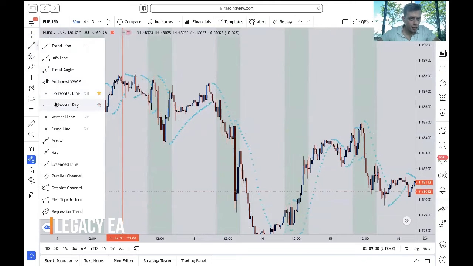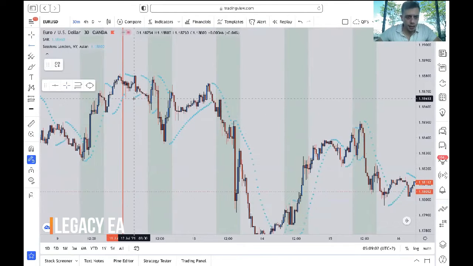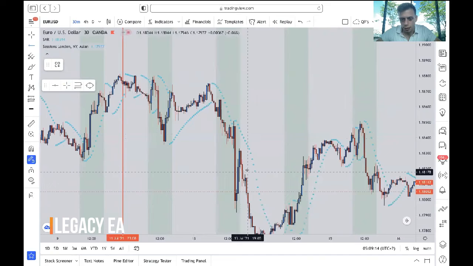So the SAR indicator is a trend indicator that's going to show you whether it's a buy or sell. When the SAR is above the candles, then we are predicting the market to go down. When it's below, we are predicting for the market to go up. And which you can see here, the market just went down and up. All right, so let's go over that.